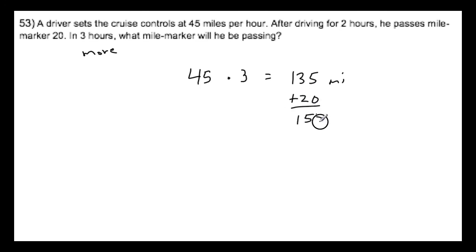53. Okay, we're going 45 miles per hour. After driving for 2 hours, he passes mile marker 20. In 3 more hours, what mile marker? Well, we know that 45 miles per hour times 3 hours is going to give us 135 more miles. If he was at mile marker 20 when we started our timing, we add that 135 to the 20, and he should be at mile marker 55 after 3 more hours.